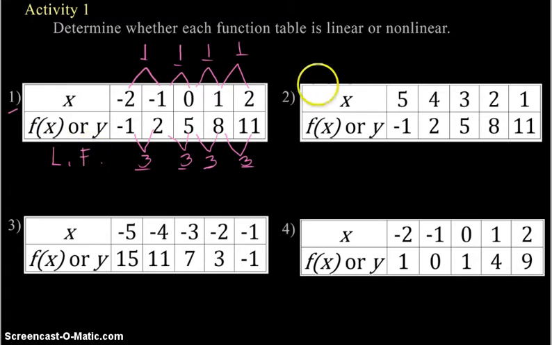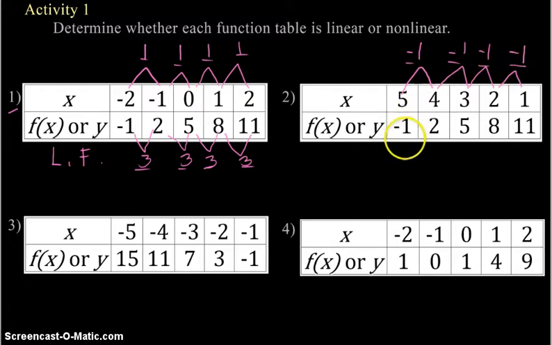Okay, next number 2. So 4 minus 5 is negative 1. 3 minus 4 is negative 1. 2 minus 3 is negative 1. And 1 minus 2 is negative 1. So, ang rate of change ng values ng x natin dito ay constant din.